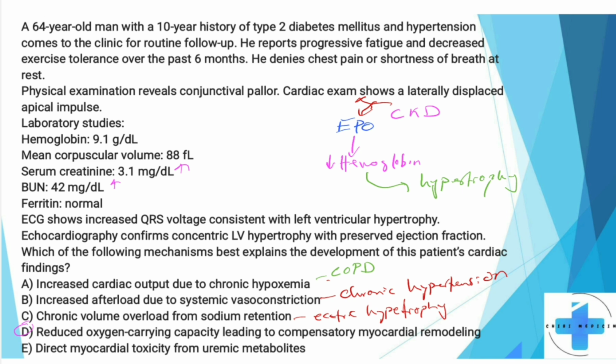Then option E, direct myocardial toxicity from uremic metabolites. Now, that can actually affect the heart. It can cause hypertrophy, but importantly, when it comes to exams, they're looking for pericarditis here. So pericarditis.